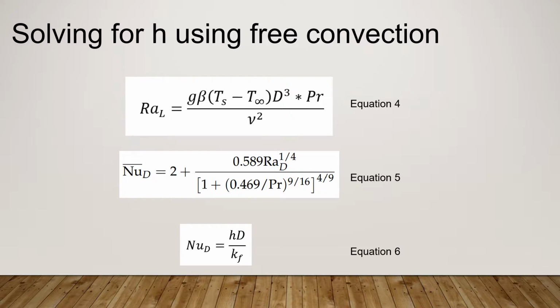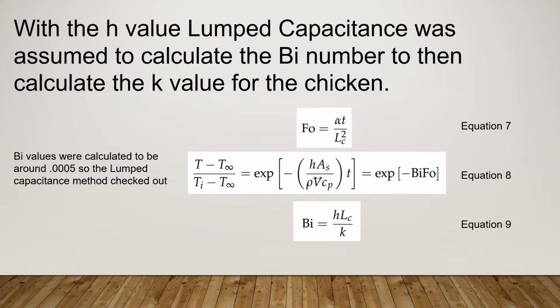Solving for H, we used a free convection method. In order to do this, we used equations 4, 5, and 6 to find the Rayleigh number, the Nusselt number, as well as H on the last part of equation 6. These helped us a lot with this process.